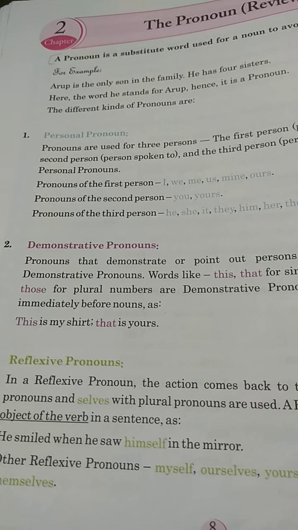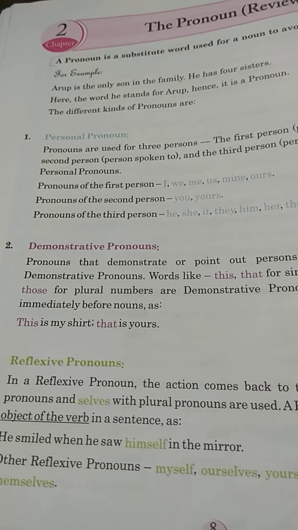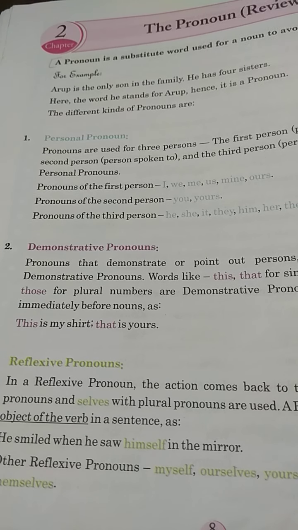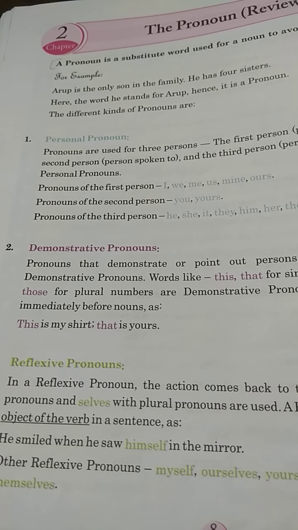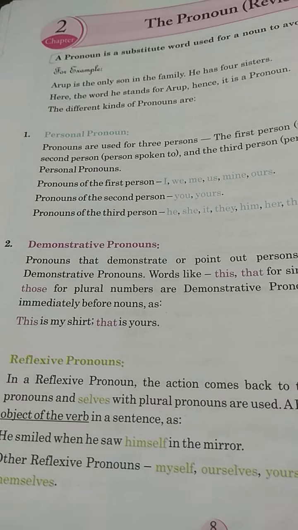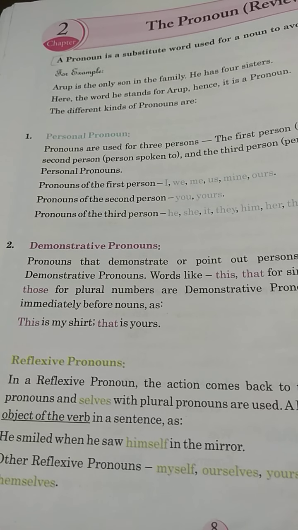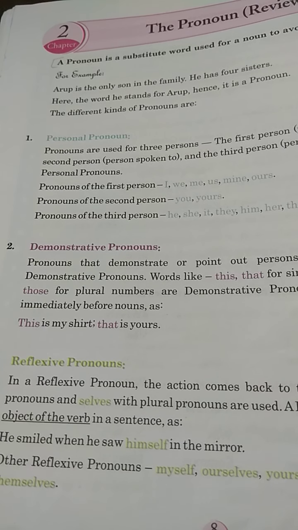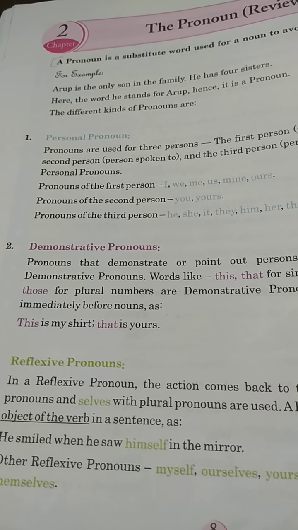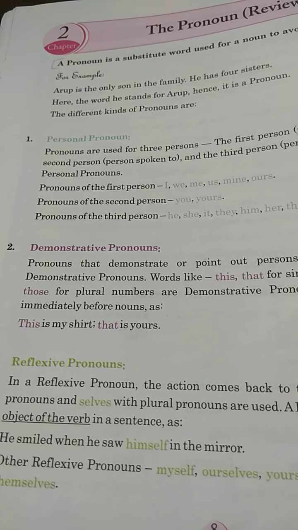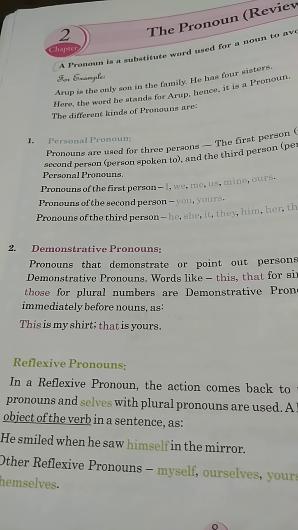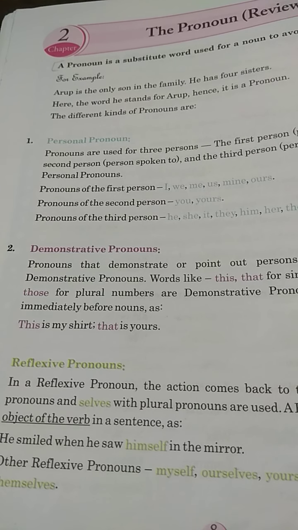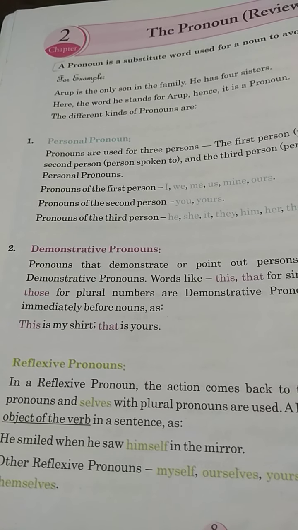So, today in this grammar period, I am going to start with chapter 2, the pronoun review. So, let's begin. A pronoun is a substitute word used for a noun to avoid repetition. For example, Arup is the only son in the family. He has 4 sisters. So, a pronoun is a substitute word used for a noun to avoid repetition.